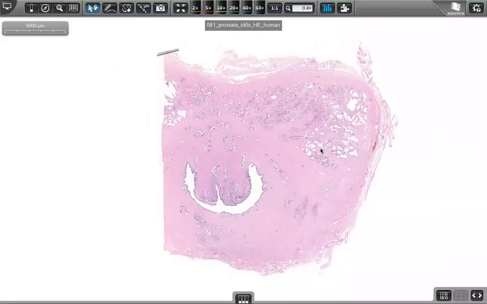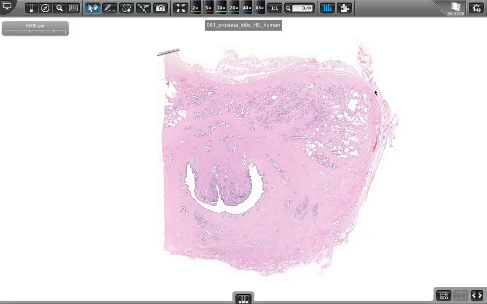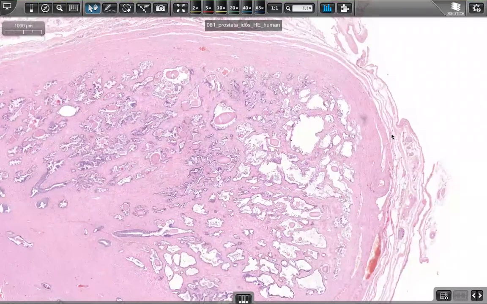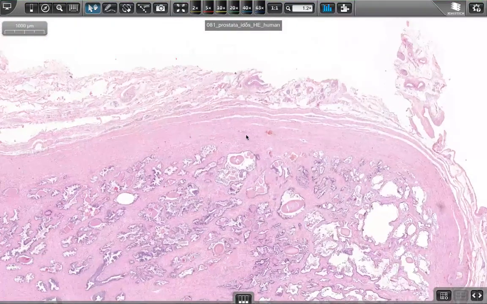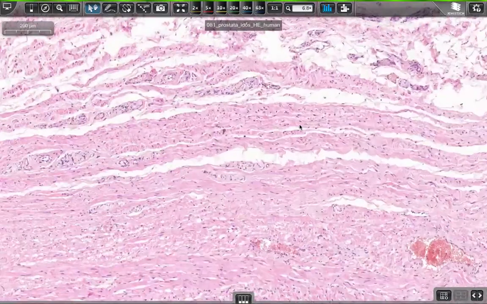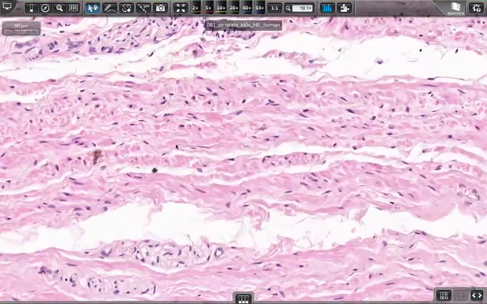So prostate is surrounded by a capsule. This is a capsule. This is a dense irregular connective tissue. Capsule here. That's the one. Beautifully seen. Fibrous, coarse collagen bundles forming it.